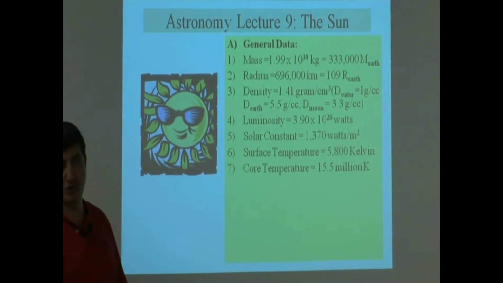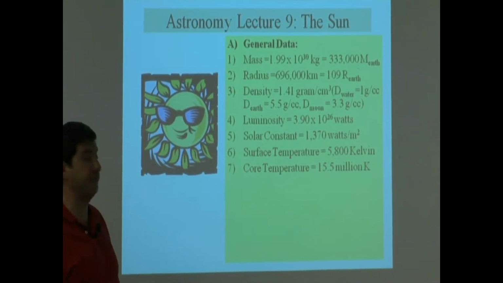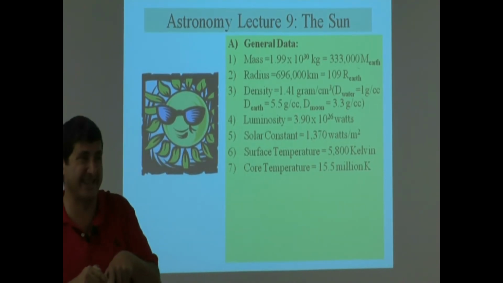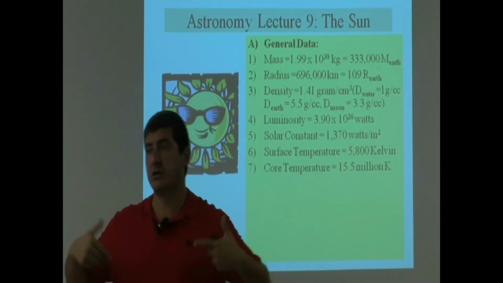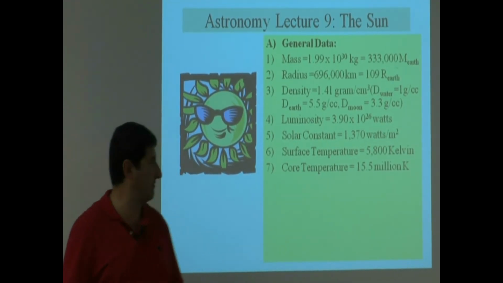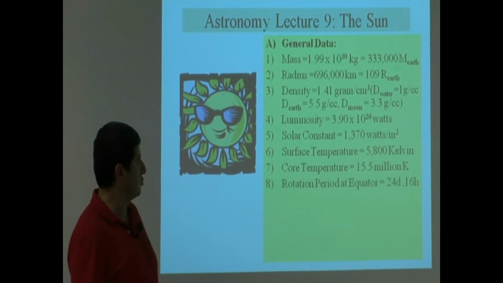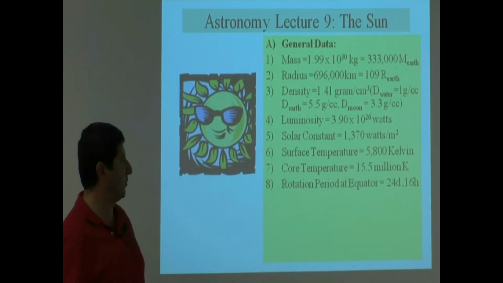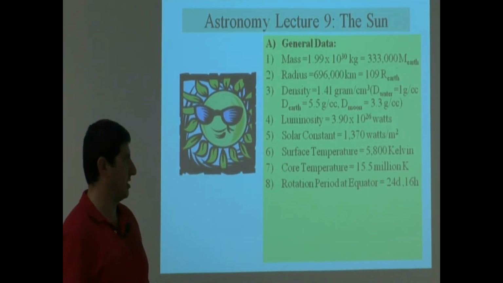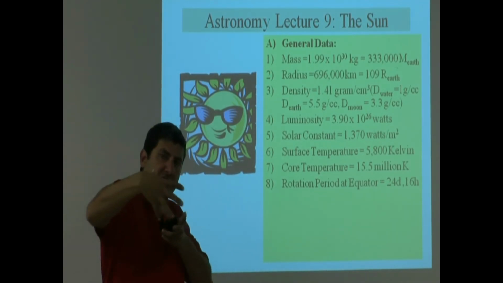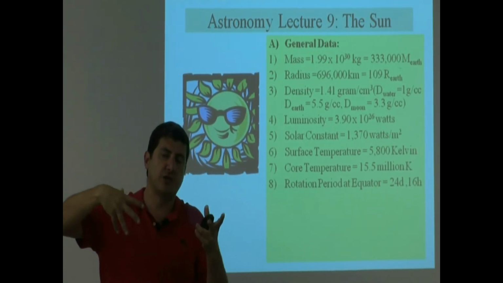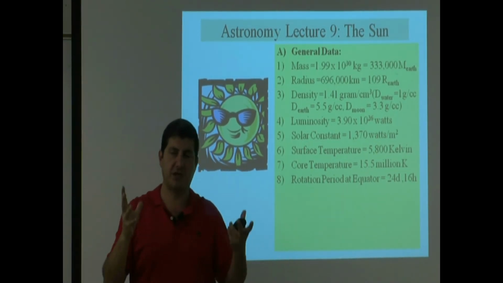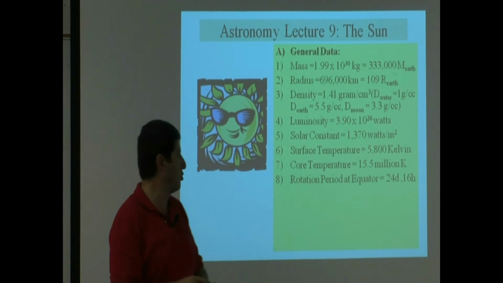The core temperature of the sun, 15.5 million Kelvin. So as you go inward, the sun is going to get hotter, hotter, hotter. By the time you get to the core, it's in the millions and millions of Kelvin. Rotational period of the sun at the equator, 24 days, 16 hours. So the sun rotates once around its axis every 24 days, which means almost a month, roughly. It takes about a month for the sun to go around.